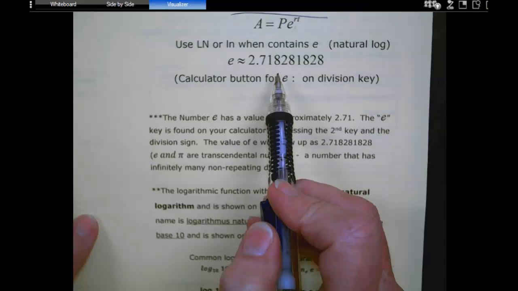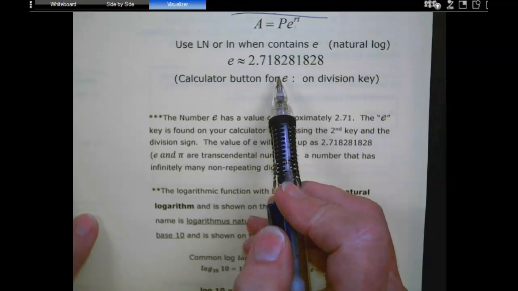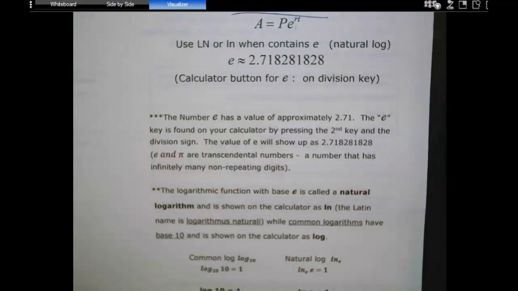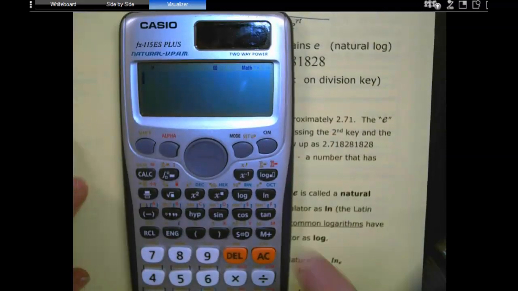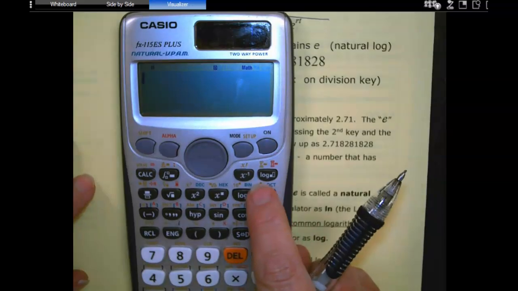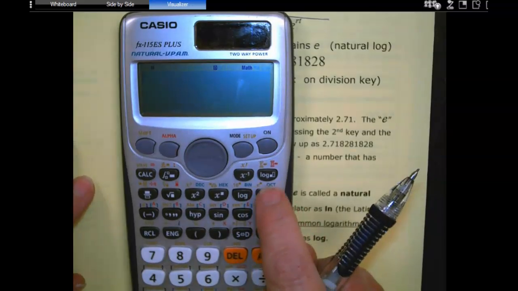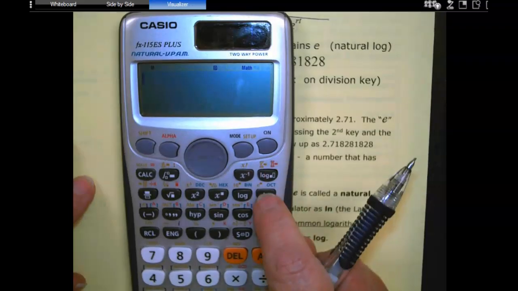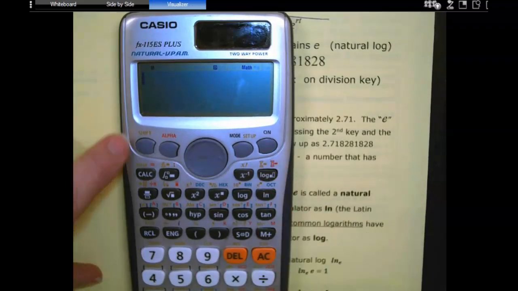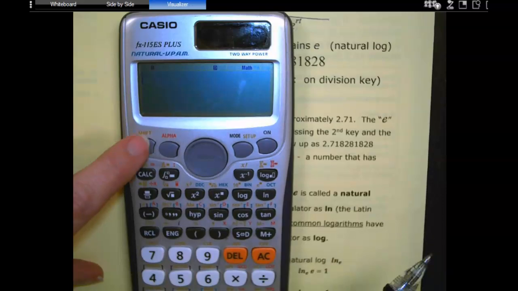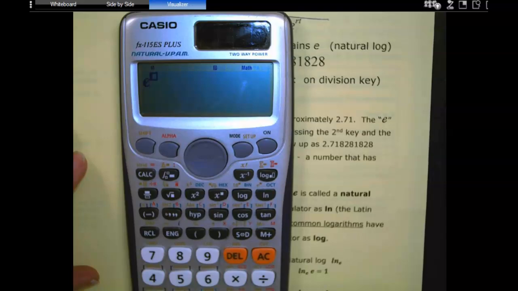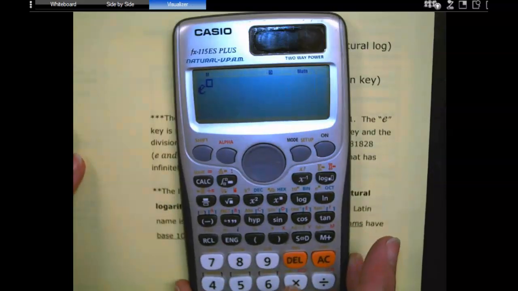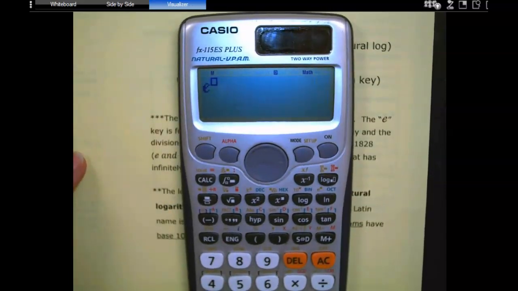And E is just like pi. It's a constant. It never repeats, and it's on your calculator. So everybody take a look on your handy-dandy calculator. First of all, the LN button is right under the log button. To get to e to the x, you push the shift button, and it'll give you e to the x. And then you can use that in your calculations.